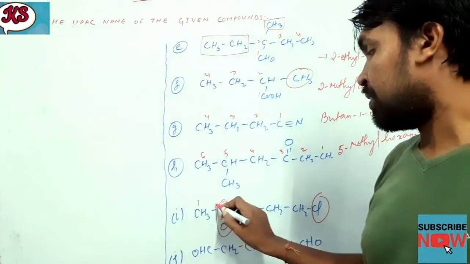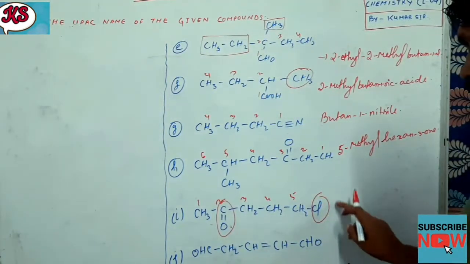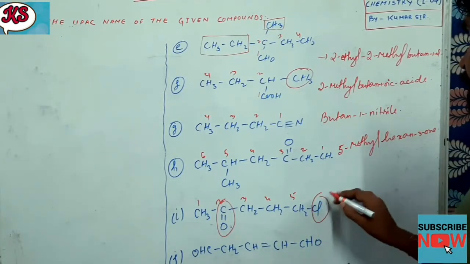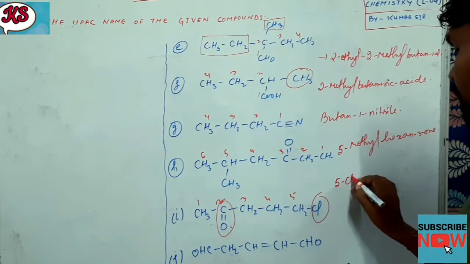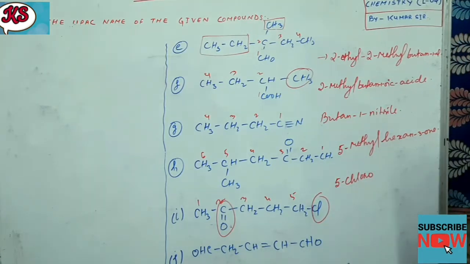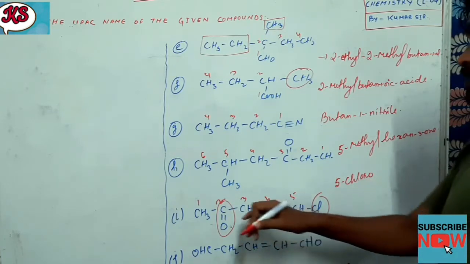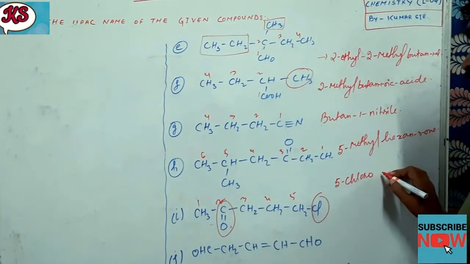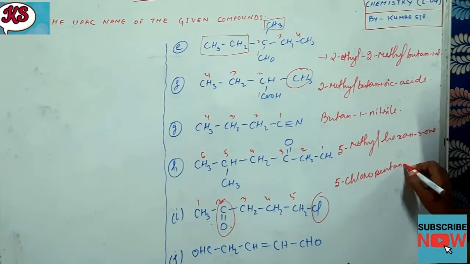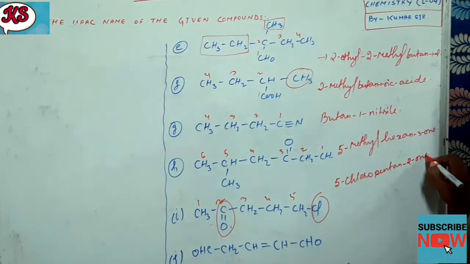So we'll start from here, 1 2 3 4 5. So this one will be acting as what? Normal substituent branch. So what is the position of it? 5th. So we'll write here 5, and chloride it is, so we write it as chloro, as I have already discussed with you. So 5 chloro, and total number of carbon in the main chain is 5. So 5 chloro, and pentan, and what is the position of the ketone? 2. So pentan 2 one.